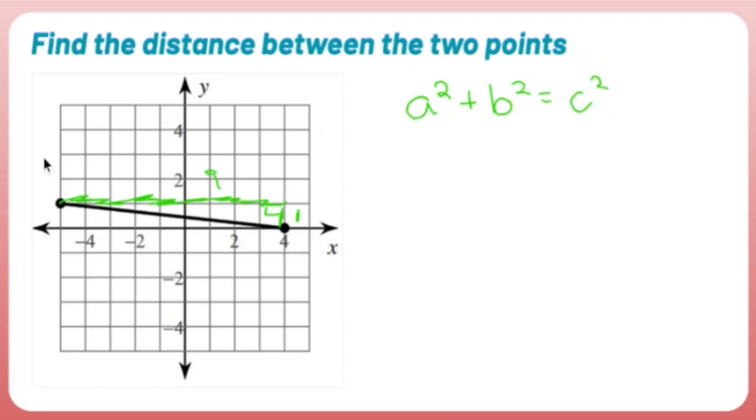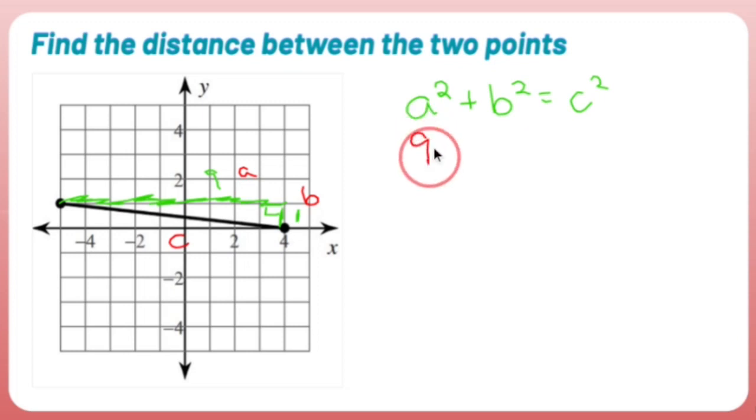Now, what's A, what's B, and what's C? Well, in a right triangle, the longest side is always going to be C, and the longest side is always going to be the one opposite of the right angle. Which one's A, which one's B? Doesn't matter as long as the longest side is C, because you're just going to square them and add them anyway. So let's call 9 A, let's call 1 B.